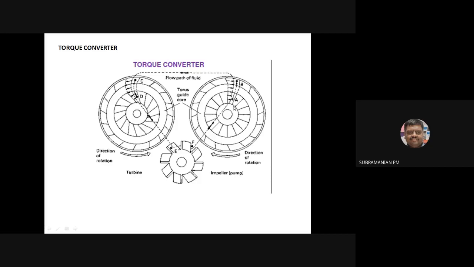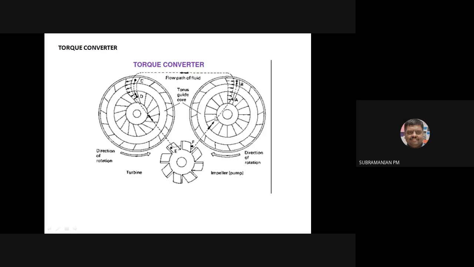Listen carefully now. This is very, very important. The fluid which is coming out of the turbine, consider no stator. It will be going and striking the impeller opposite to the direction of rotation. Listen carefully. My impeller will be rotating in one direction. My fluid which is leaving the turbine will be coming and striking the impeller in a direction opposite to its rotation. So I have to overcome that force. It is like an opposing force. So my power is wasted to overcome the force which is coming out of the turbine.